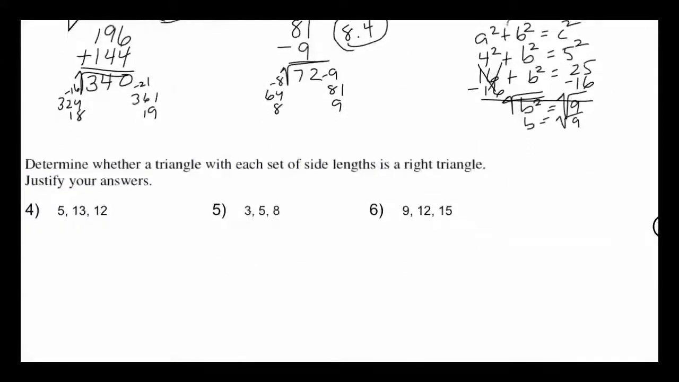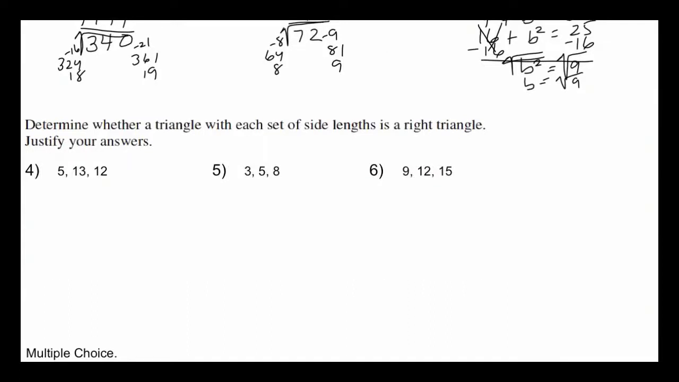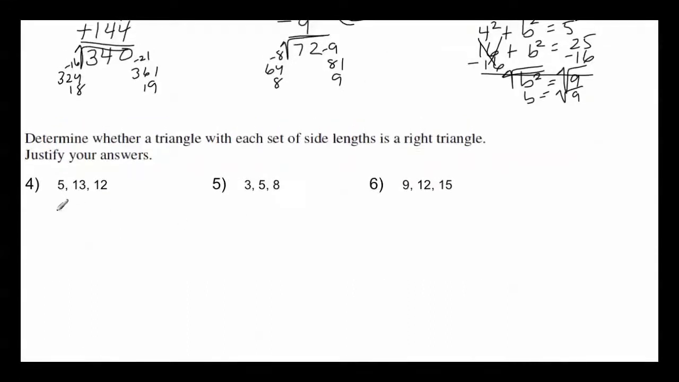All right, so 5, 13, and 12. So go ahead and write the theorem. A squared plus b squared equals c squared. Make sure you substitute correctly. The longest side, in this case 13, always has to be the hypotenuse. So 5 squared plus 12 squared equals 13 squared.